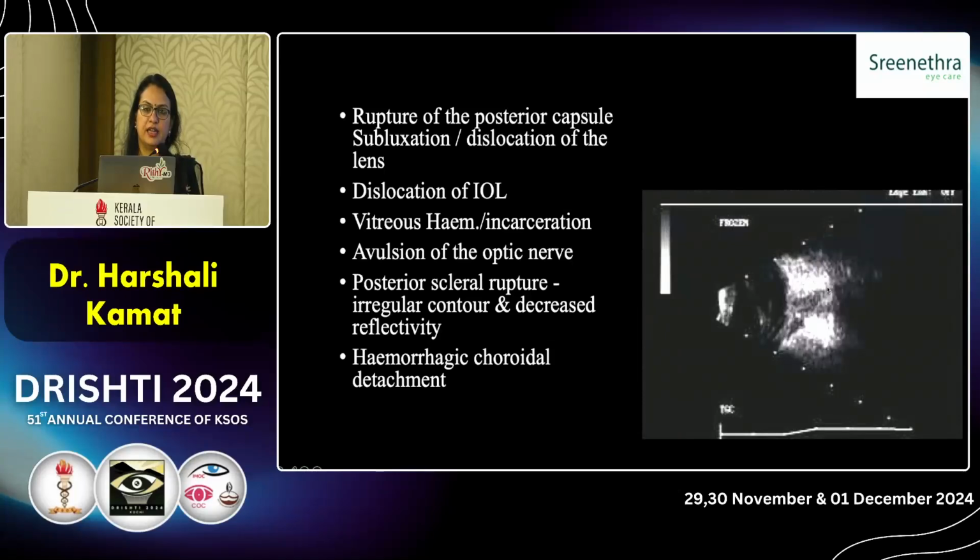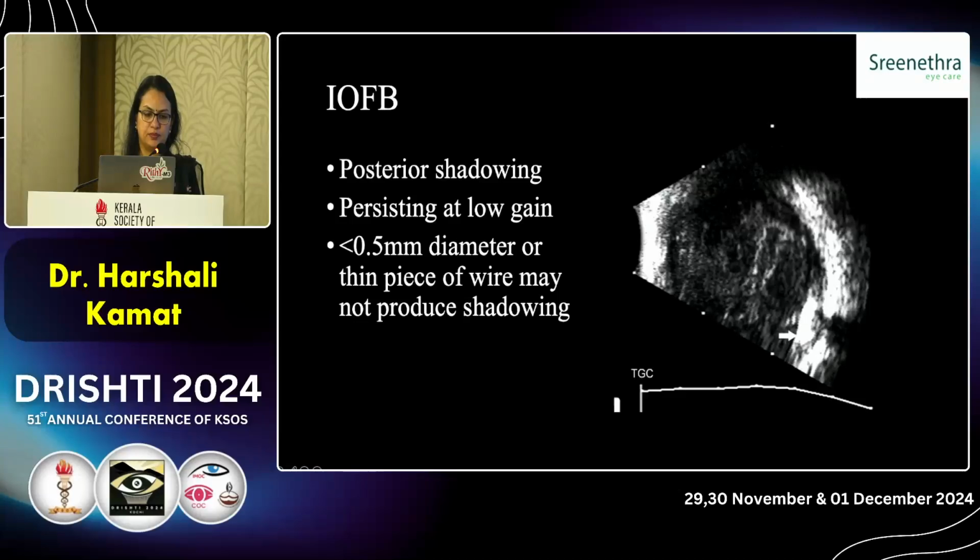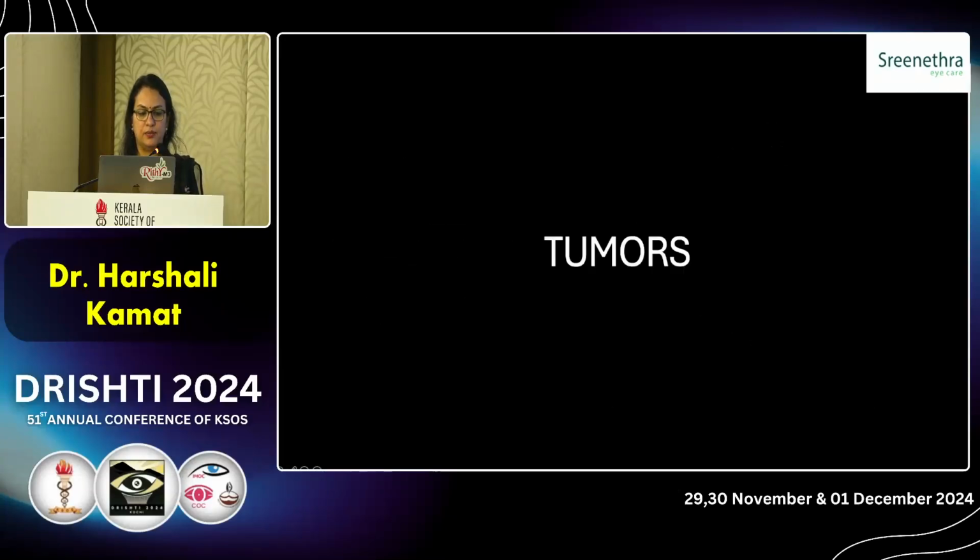Sometimes you may see a widening of the optic nerve shadow in cases of optic nerve head avulsion. Intraocular foreign body may be seen as a high reflective echo, persisting in low gain and causing shadowing.